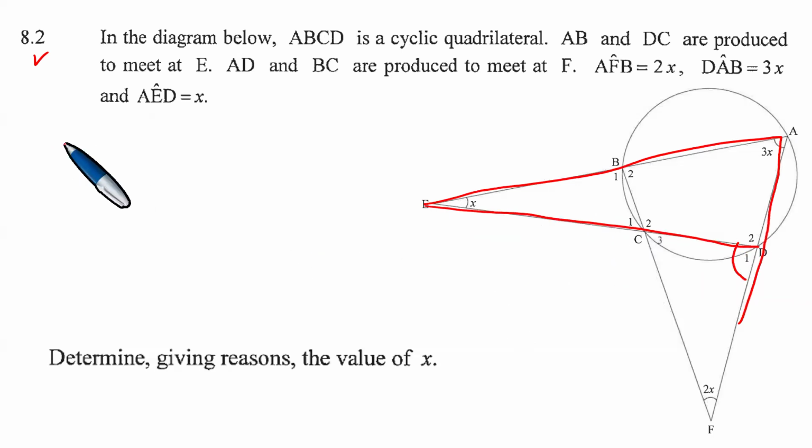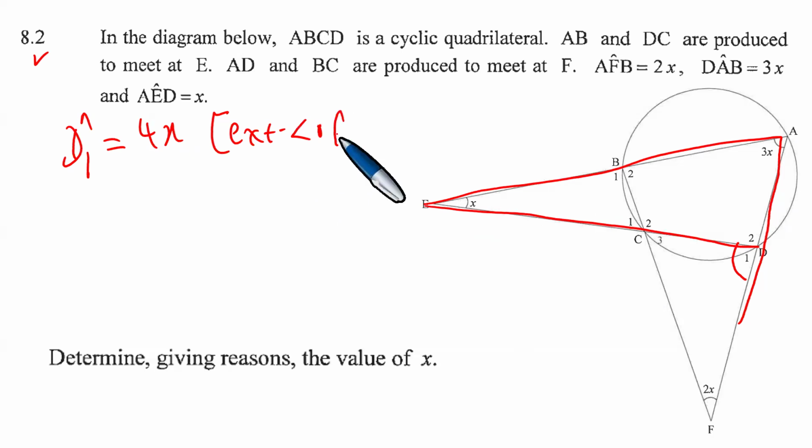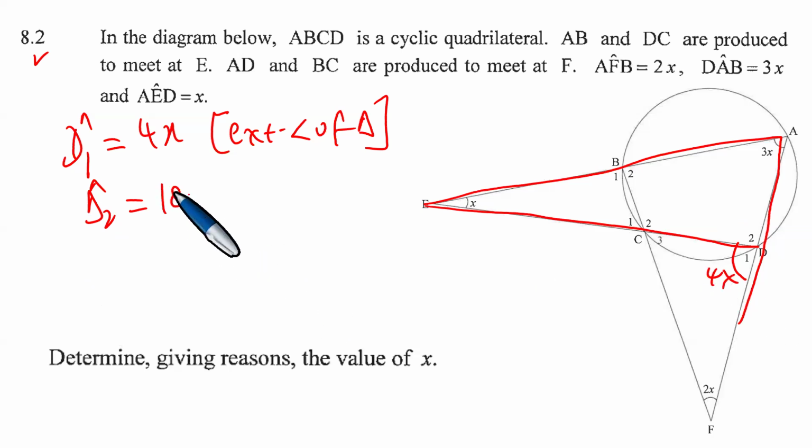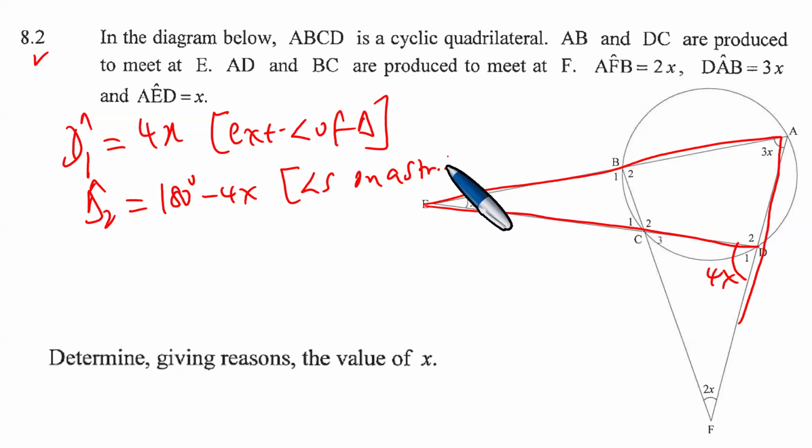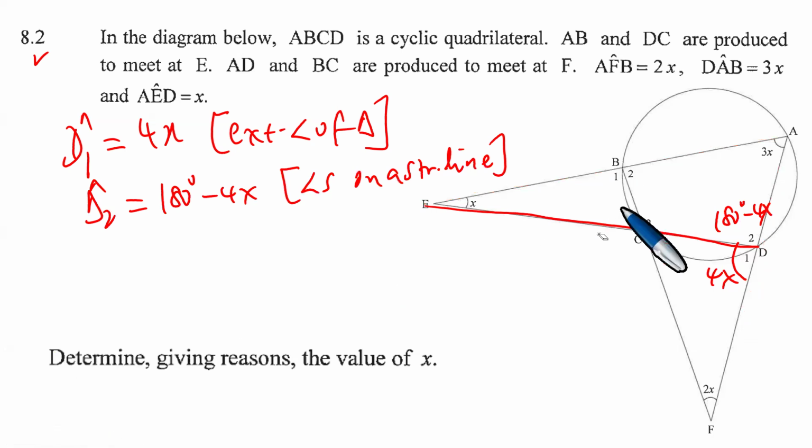Now from grade 10, we know that the angle D1 is equal to x plus 3x, which is 4x, and this is the exterior angle of a triangle. If this one is 4x, therefore the angle D2 is 180 degrees minus 4x, because of angles on a straight line.